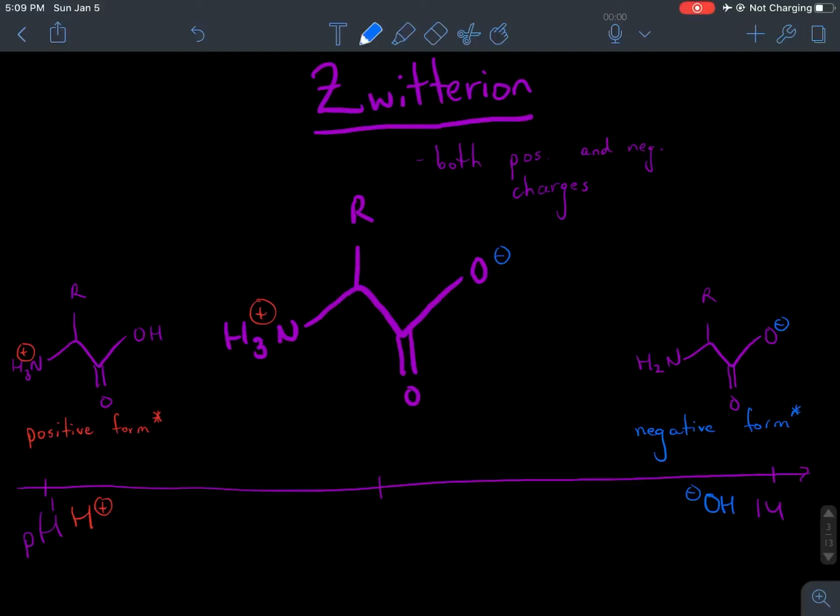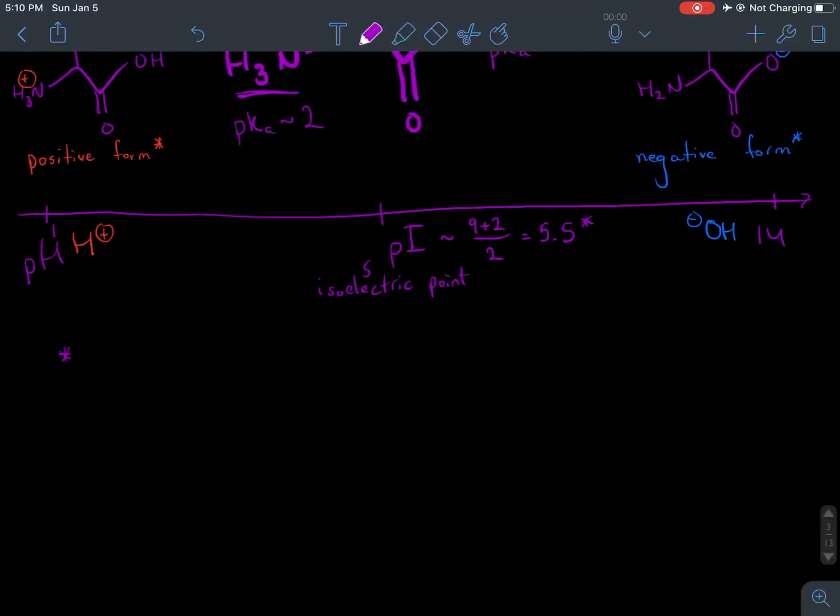So somewhere in the middle, there's a neutral point, and that is known as the isoelectric point, which is the point at which an amino acid is net neutral. And so the way we get that for a generic amino acid is we look at when both side groups get deprotonated, which for an amine group is 2 and a carboxylic acid is 9. So on average, the pI is around 5.5. Now this is true for most amino acids. Can you guess which ones it's not true for?